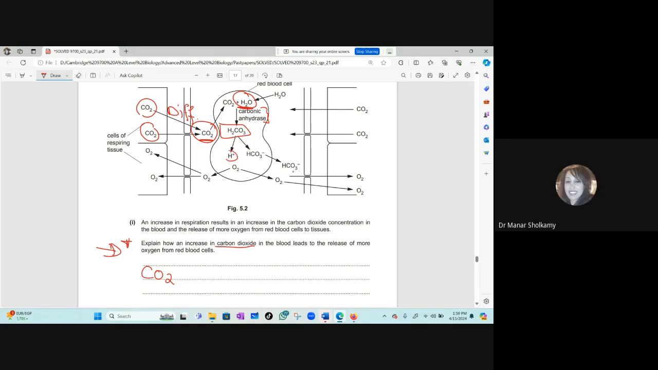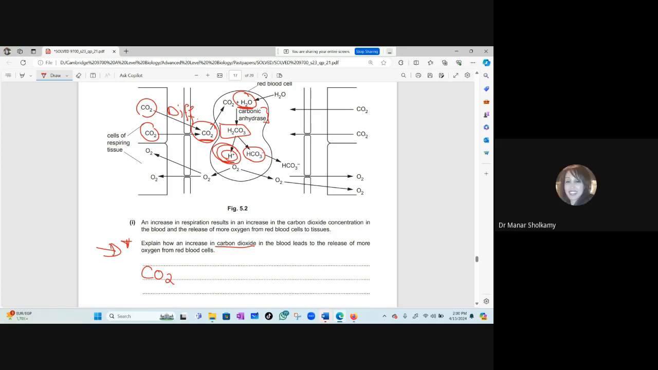And then it is dissociated into what and what? Hydrogen and hydrogen carbonate. Yes. Hydrogen ions, as you can see, they are charged, and hydrogen carbonate ions. What is the fate of the hydrogen ions? These hydrogen ions react with hemoglobin because it has a higher affinity. Yes, bravo.